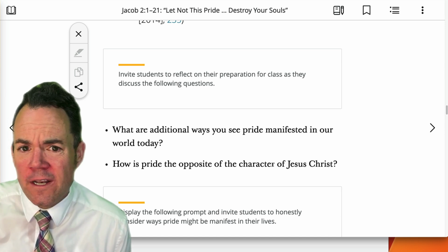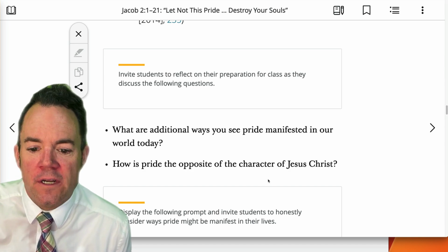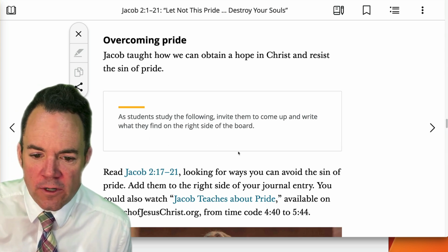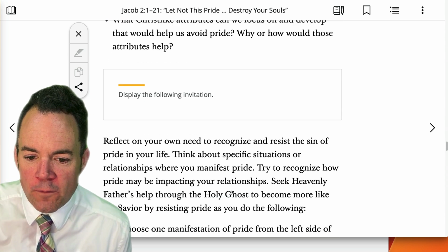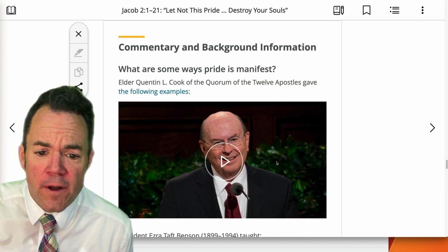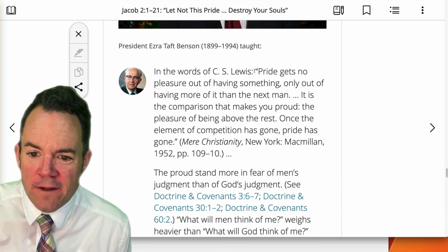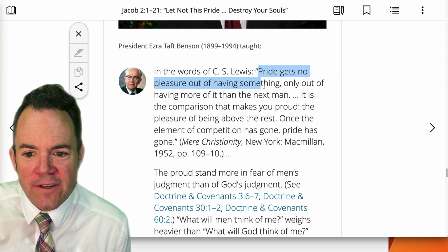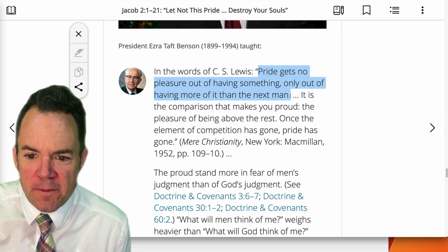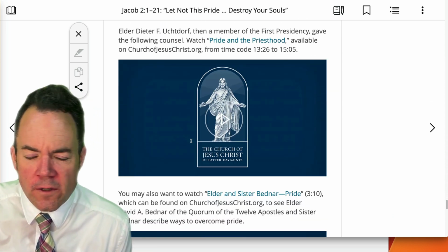And so again, avoid the yes/no questions. Keep everything open-ended so it invites discovery and discussion. The curriculum does a fantastic job with principles on overcoming pride. And here at the very end, you may not use all of these, but there is the Quentin L. Cook quote, again from President Benson. This is one of my favorite definitions: "Pride gets no pleasure out of having something, only out of having it more than the next man." You could have a fantastic discussion about that. Why do you think this is? And then, just more quotes.